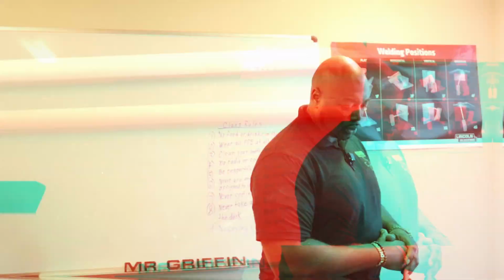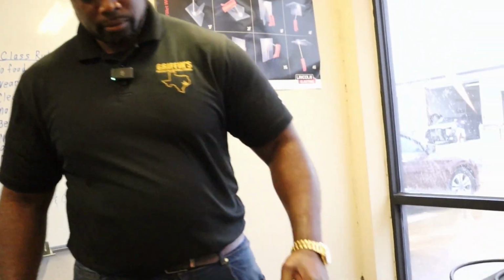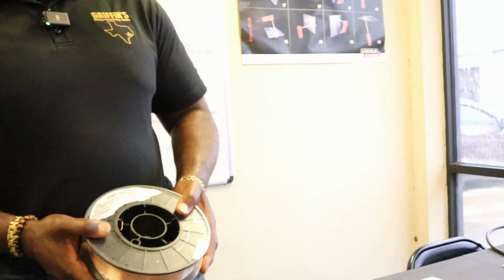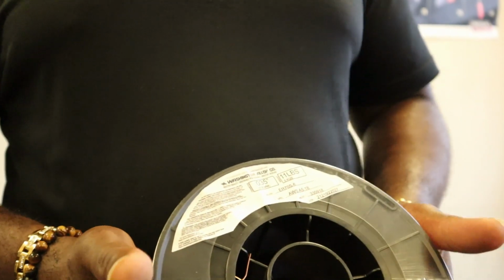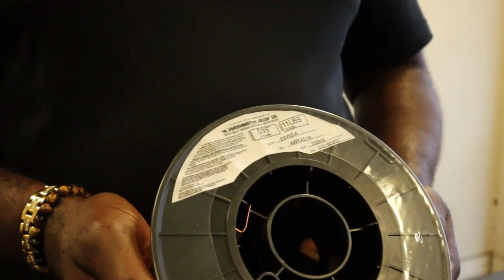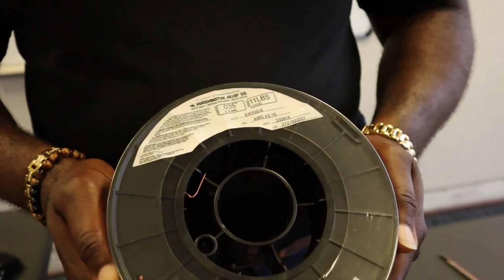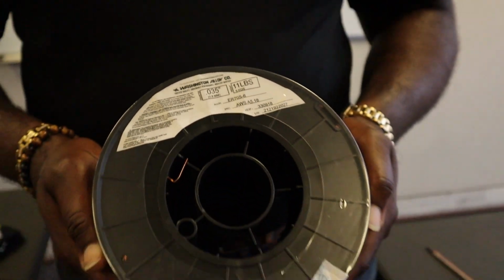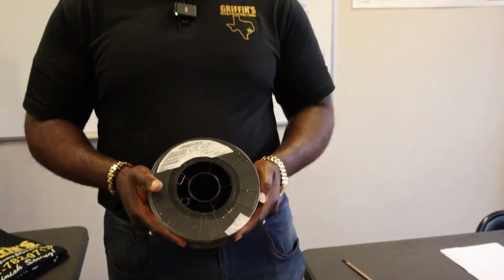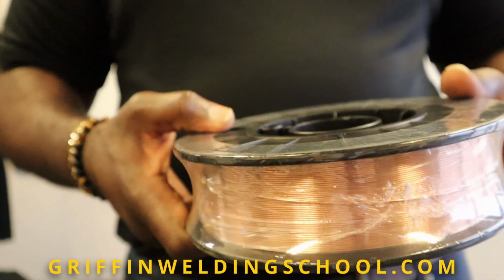Next we're going to go over our MIG wire. This right here is our 11-pound wire. See how it says 0.035? That is the size of the wire. Normally they have four different sizes: 0.023, 0.030, 0.035, and 0.045. 0.035 is one of the most common sizes that you'll use. MIG wire is normally either a copper color, kind of an orange-brown color, or a gray color.